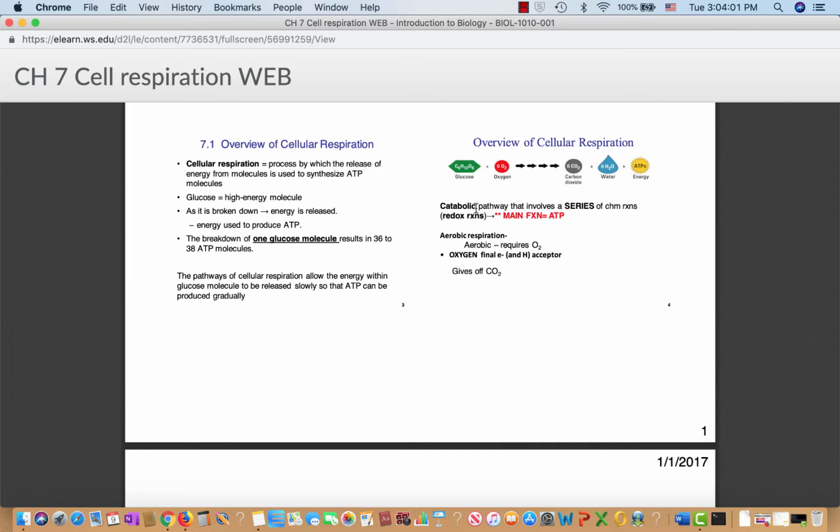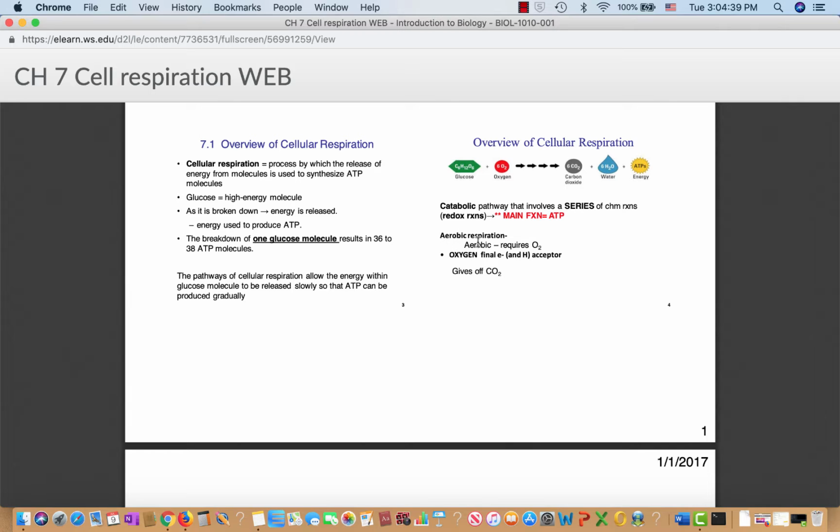So we have our catabolic reactions, and that's a series of chemical reactions. Then you have your redox reactions, so you have reduction and oxidation. Just remember for redox that the acronym you want to remember is OIL RIG. Oxidation is loss of electrons, and reduction is gaining electrons. If you can keep that straight, a redox reaction is just where you pair the two together.